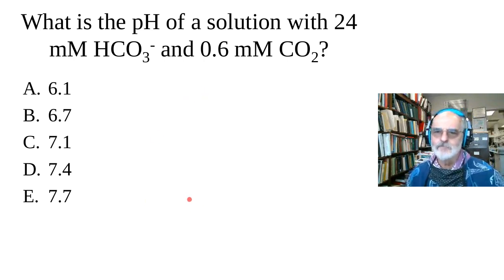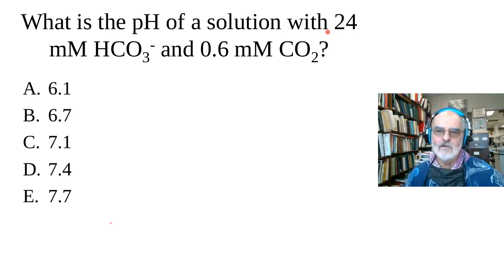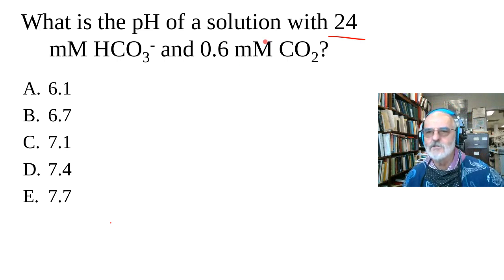Okay, so here's a question, and what I can do here, and I'll do this during the actual lecture, is I'll click here and hit start a poll, and then I'll choose something that has an A, B, C, D choice, and you'll be able to make that choice. What is the pH of a solution with 24 millimolar bicarb? This is normal. And 0.6 millimolar CO2. This is less than normal. Normal is 1.2.